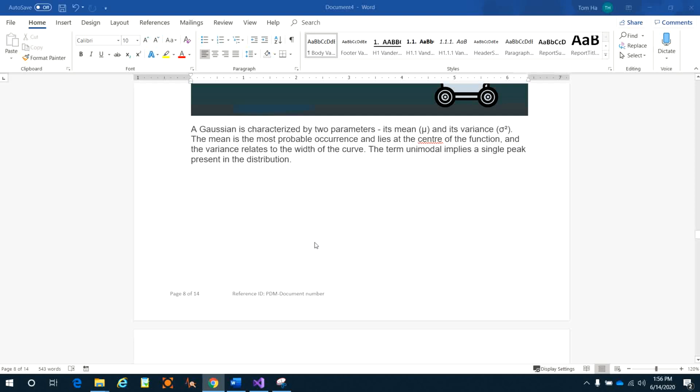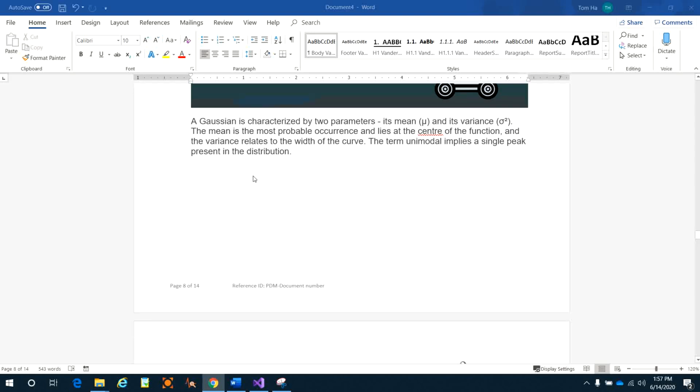I think people remember in probability theory, the Gaussian has two parameters: the mean mu and its variance. The mean lies in the center of the function, right? And the variance relates to the width of the curve, right?